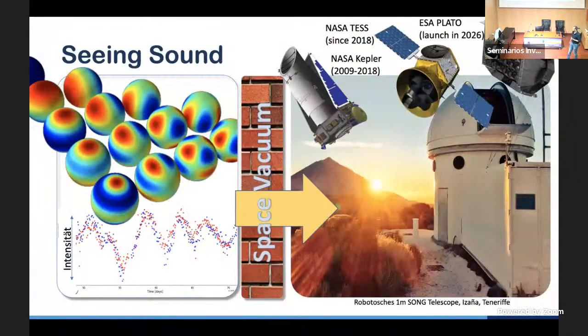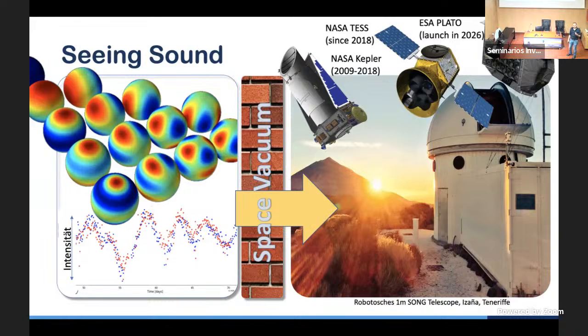At the surface, what those waves are doing is alternating the temperature field. And the temperature field leads to a luminosity variation, which we can measure with telescopes like Kepler, TESS, or in future, hopefully soon, Plato, where the group at the IAC is heavily involved.